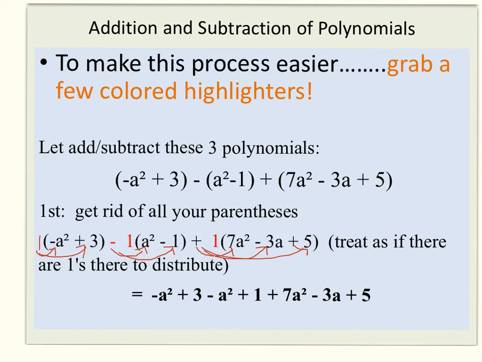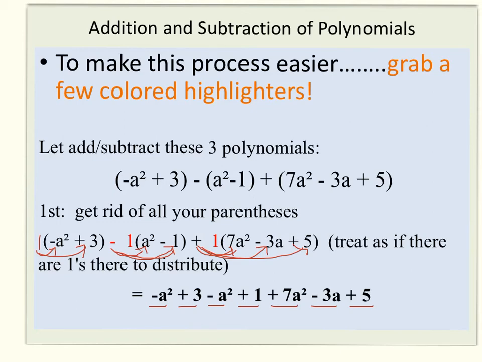1 times negative a just gives us negative a. 1 times positive 3 gives us positive 3. Negative 1 times a squared is negative a squared. Negative 1 times negative 1 gives us positive 1. Positive 1 times 7a squared is positive 7a squared. Positive 1 times a negative 3a is negative 3a. And positive 1 times positive 5 is positive 5. So now we have a list of terms that we can look for like terms and combine.